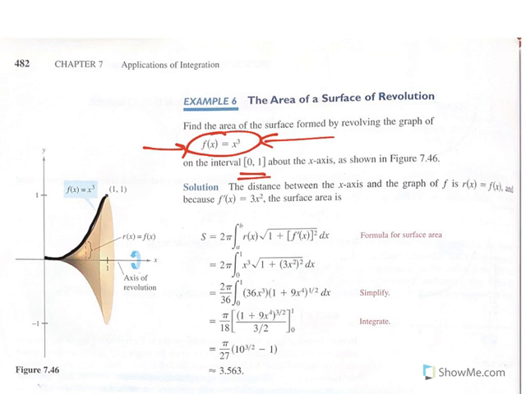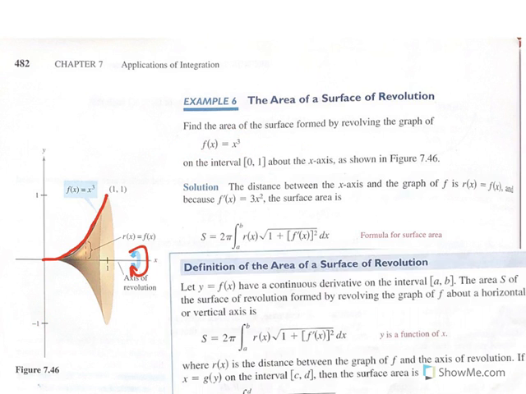So here is our continuous curve. Let me trace it in red here. Here's our continuous curve from x equal to 0 to x equal to 1, and we want to revolve it about the x-axis as shown in the figure. And when you revolve that curve about the x-axis, you get this surface of revolution. So how do we find the area of this surface of revolution? We are going to use the definition of the area of a surface of revolution.